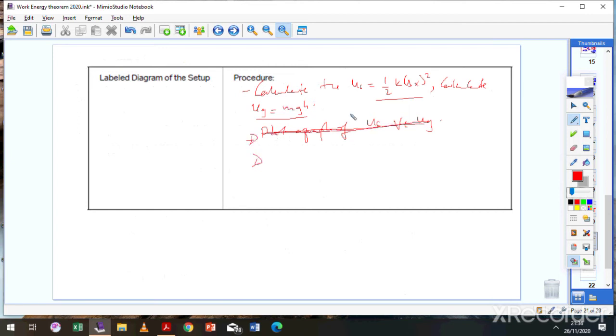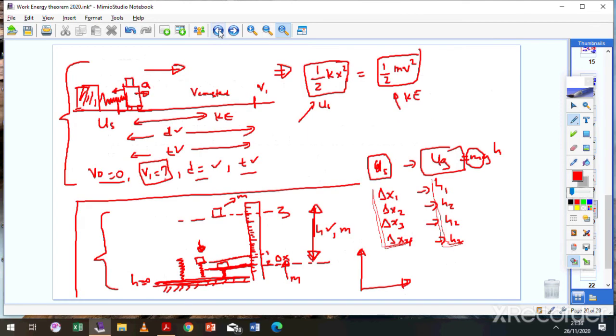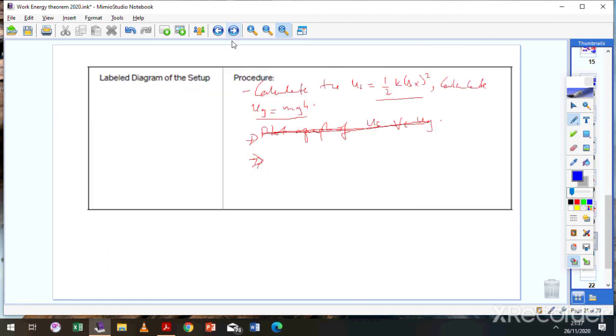That's enough procedure. Your diagram setup is something that I drew here, this whole thing over here, where you have the springs showing the different things and the meter stick. If you're using the kinetic energy approach, then your diagram should reflect what's going on in that approach. So yes, you draw the diagram here.